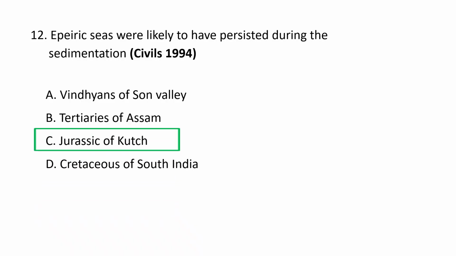Jurassic of Kutch. Shallow epeiric or epicontinental seas were highly likely to have persisted in the Kutch basin during the Jurassic period, which was a period of active rifting. These seas covered large parts of the basin as a part of the southwestern arm of the Tethys, the Indo-East African Gulf, and the environment was characterized by shallow marine, high nutrient conditions that produced a rich fossil record in the Patcham and Chari formations, which were laid down during these marine transgressions. So, C is the correct option.